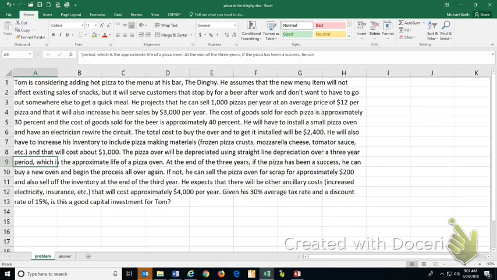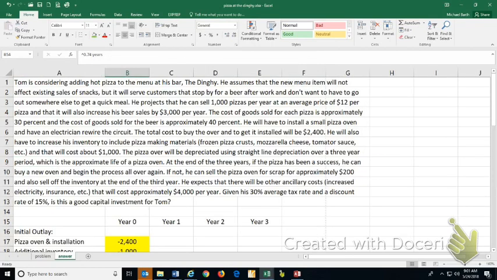So if he's got to wait to get the payback on this pizza oven, he's going to discount all the future cash flows at 15%. And the question is, is this a good capital investment? And we've shown several of the tools we use for capital budgeting: the net present value rule, the IRR rule, the MIRR rule, the payback period, and the profitability index. Well, let's see how Tom would go about doing this using financial principles.